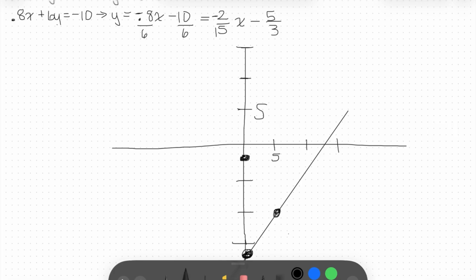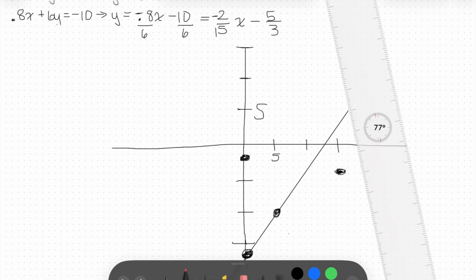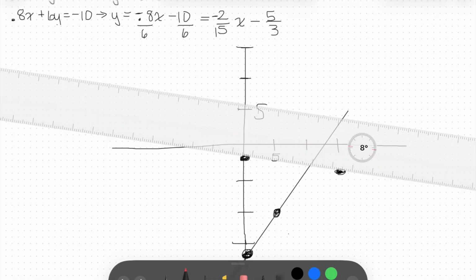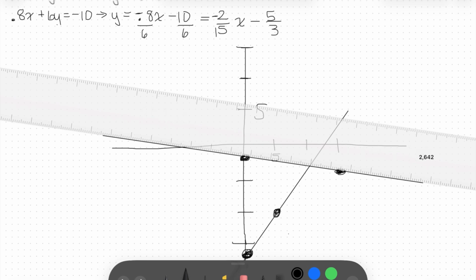And then I need to do negative 2. So that's down 2. And then a run of 15 can be way over here. All right, so I went down 2 and over 15 because of this negative 2 over 15. All right, let's connect those 2 points there. Let's see, get my ruler on here. All right, connect those.